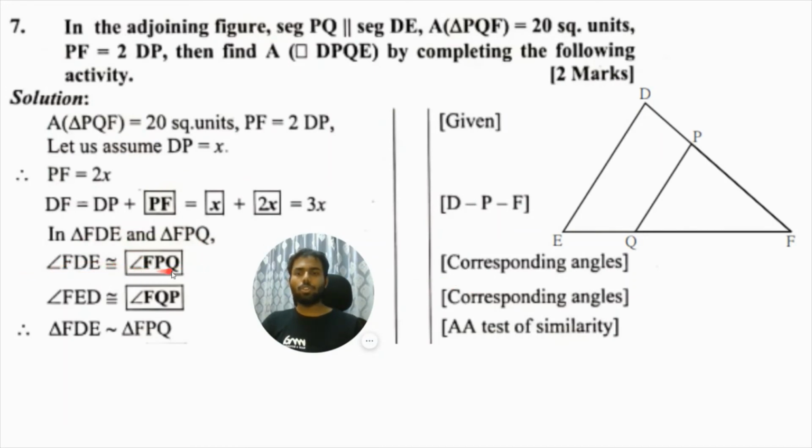FDE is congruent to FPQ. FDE is this angle, it's congruent to angle FPQ, which is here. Okay. So how does this look like? There is an angle here and an angle here.